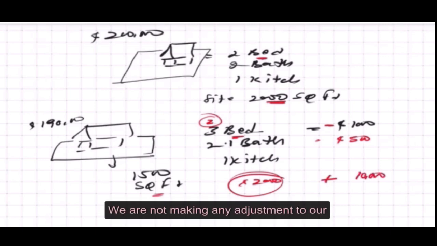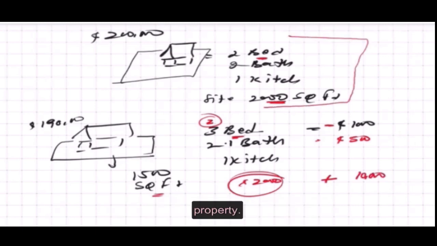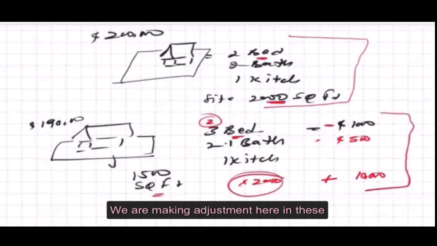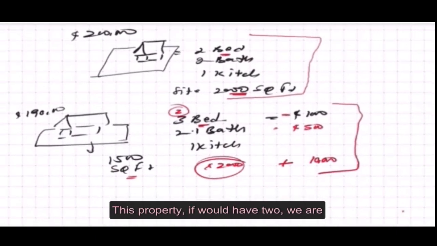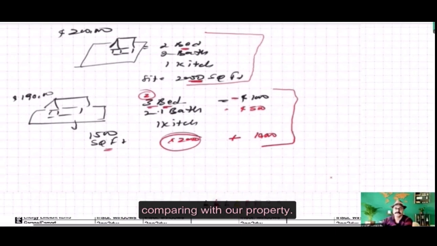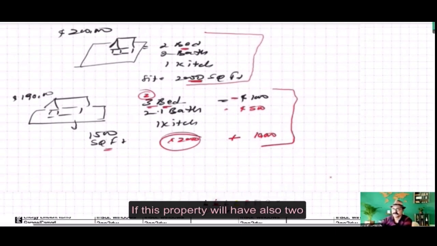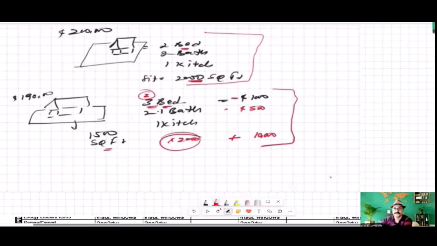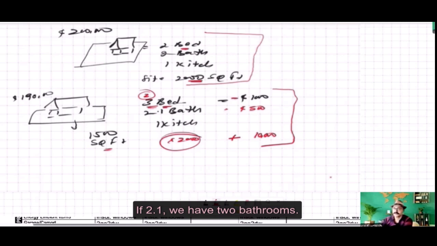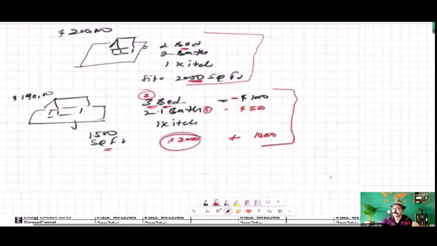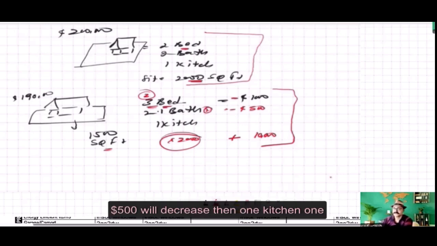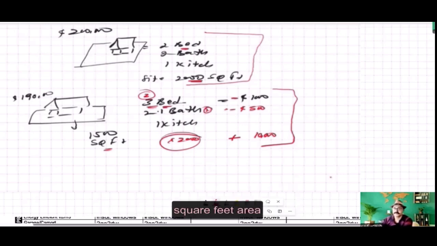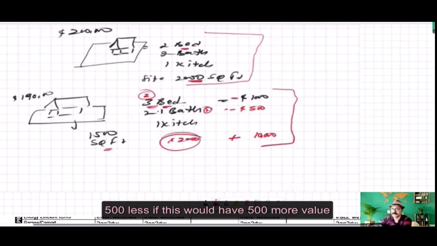See, we are not making any adjustment to our property; we are making adjustments here in these properties. These are the differences. We have 2 bedrooms. If this property also had 2 bedrooms instead of 3, the value will decrease, right? From 3 to 2. We have 2 bathrooms, and if this had 2 bathrooms, 0.1 will be less, so minus $500 will decrease. Then 1 kitchen is the same. Square feet area is 500 less. If this would have 500 more, the value would have increased by 10,000.